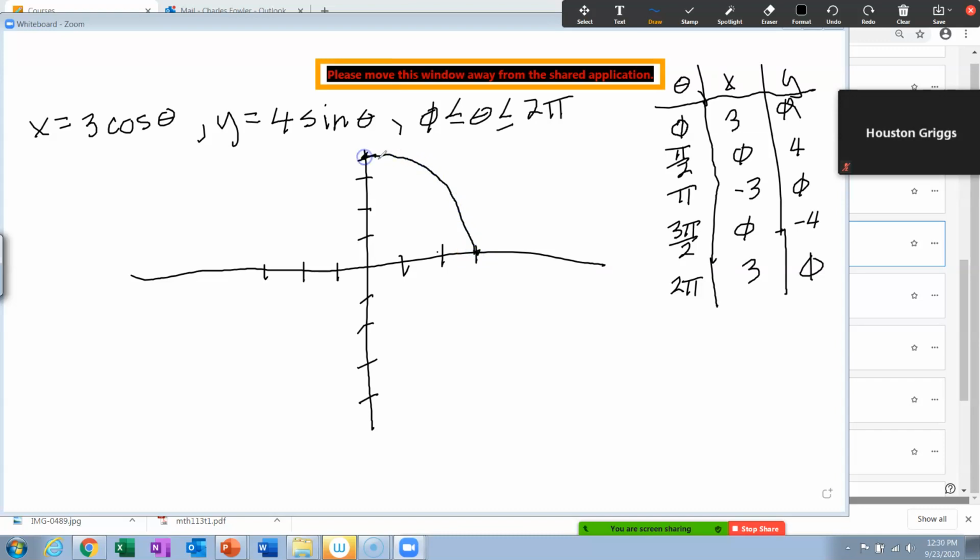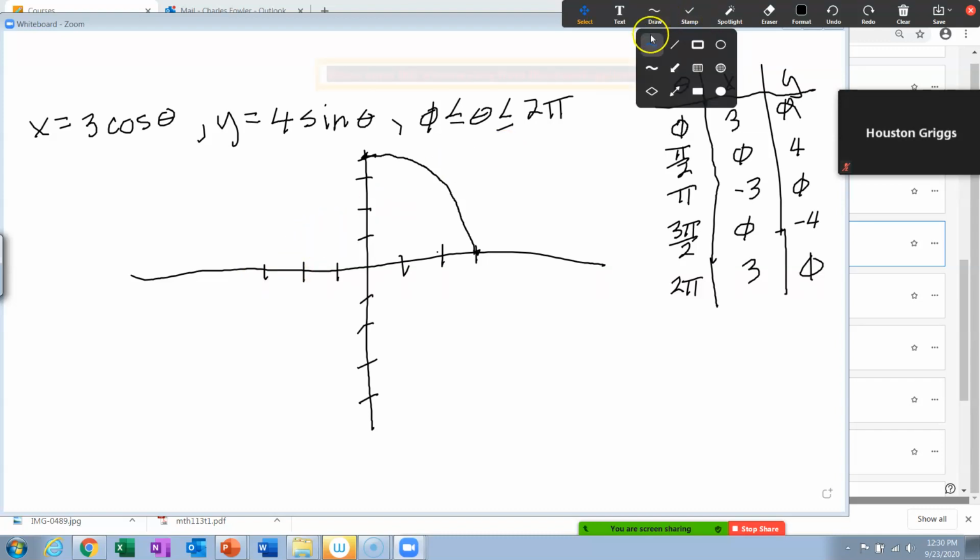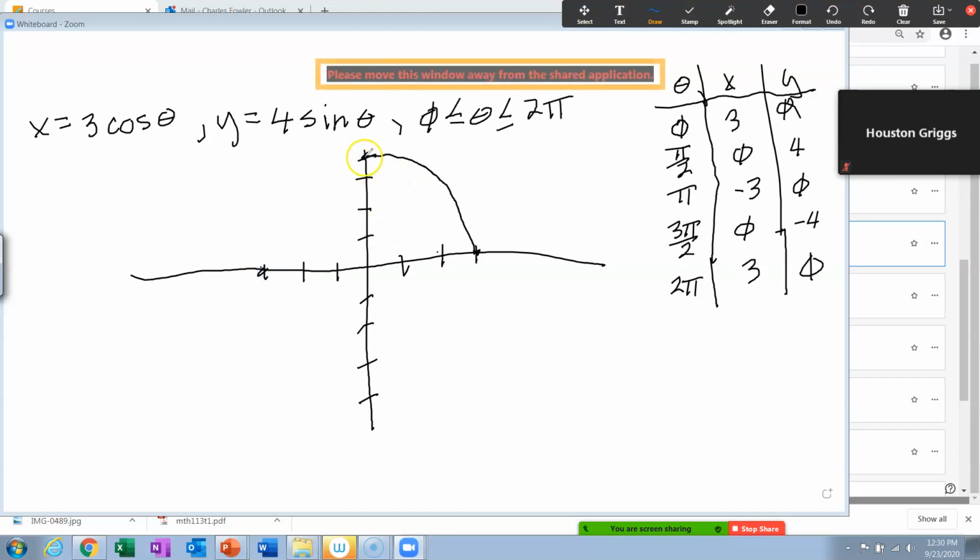Now, I don't draw these well. Something like that. Not exactly, but something like that. And then when theta is equal to pi, your x is -3 over here, y is 0 here. What was happening there, your x's were decreasing toward -3, and your y's were also decreasing to 0. So therefore you're going in this direction here.